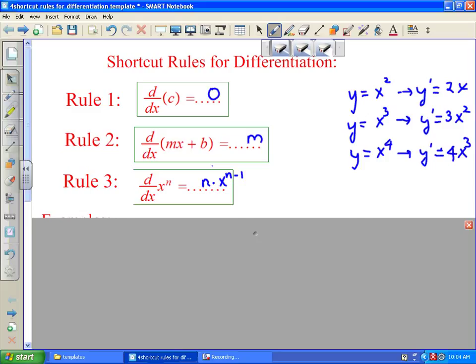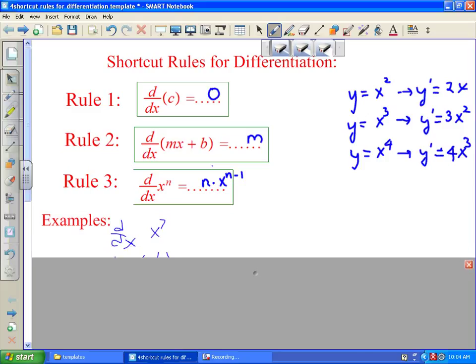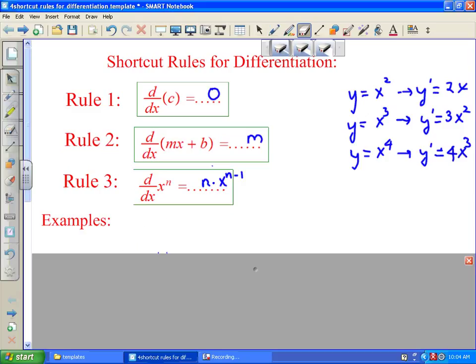But right now, let's just do a few practice problems. For example, let's do the derivative of x to the 7. What is the derivative, d over dx, of x to the 7th power?